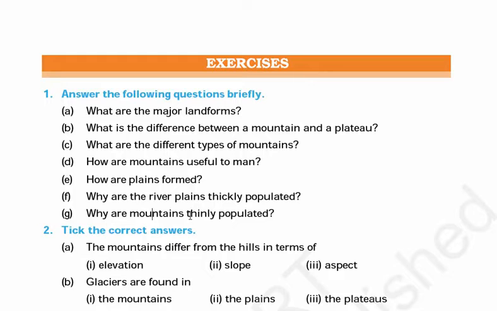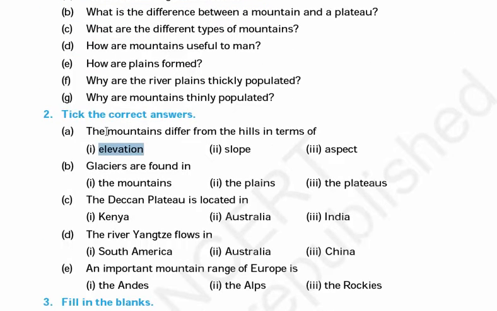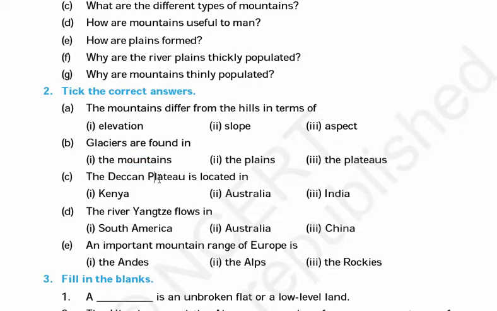So coming to the next form of questions. The mountains differ from the hills in terms of elevation. Yeah, because they are like straight up there, and it's easy to climb a hill, but it can be difficult to climb a mountain, and that's because of the elevation, because it's straight up there. Glaciers are found in mountains because the higher you go, the colder the place is, and mountains are higher than plains and plateaus. The Deccan Plateau is located in India.